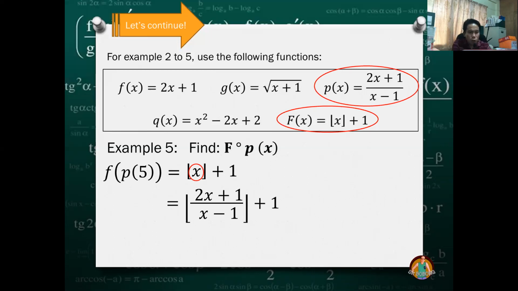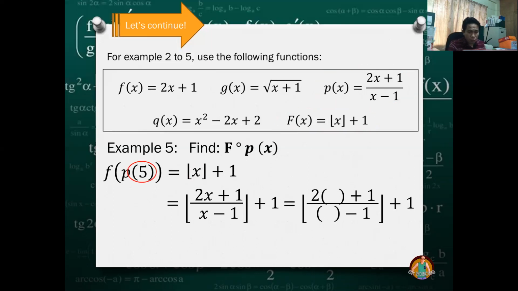Wala na. So, therefore, we will now make use of 5. So, we will substitute x, the value of 5. So yung x daw, papalitan ng 5. Ganun lang yan. Okay? So, 2 times 5 plus 1 over 5 minus 1. So, lahat ng x pinalitan ng 5. Again, inuna muna natin yung capital F of P, that's why nag 2x plus 1 over x minus 1. And then, nung nahanap na natin, since wala nang ma-simplify, we will now apply the 5. Okay? So, papalitan na natin yung x ng value of 5.